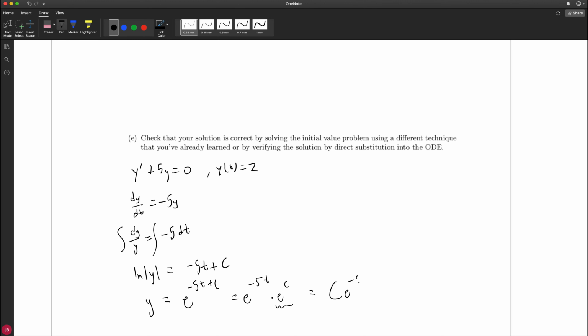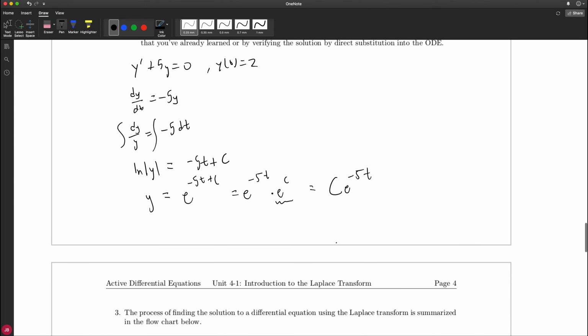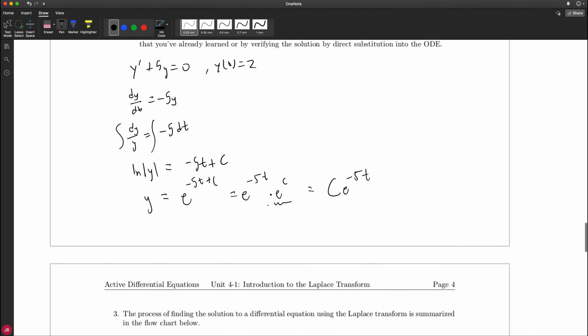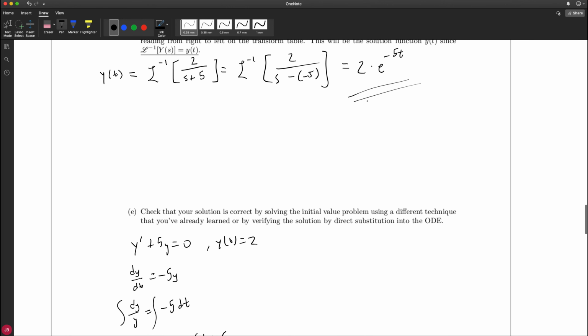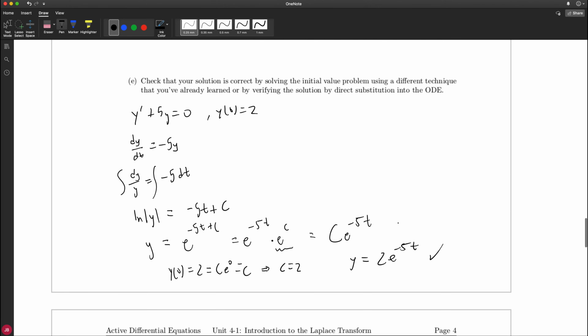So we're in good shape. Now we just need to check that c is equal to 2, right? Well, y of 0 equals 2, but that is c times e to the 0, which is c. So c is 2. And so y equals 2e to the minus 5t. And that checks, right? That's exactly what we got up here by using the Laplace transform. So if you actually look at the amount of writing that we did, it's roughly the same. It's just that now we have another avenue to solve linear differential equations.